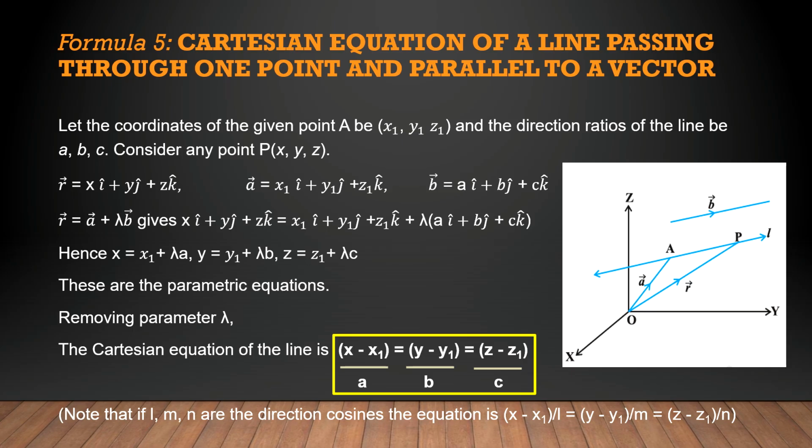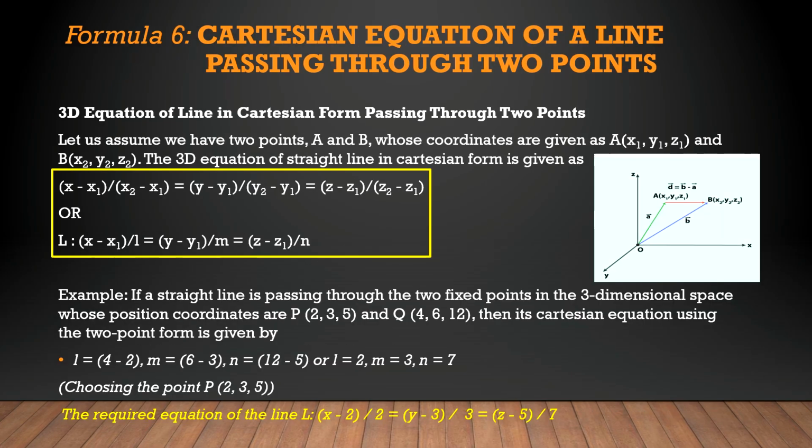Also note that if direction cosines are given, then you can also use this formula: x minus x1 upon l is equal to y minus y1 upon m is equal to z minus z1 upon n. Like we had the vector equation, these are the Cartesian equations of a line passing through 2 points. That means if 2 points A and B are given with x1, y1, z1 coordinates and x2, y2, z2 coordinates, then the 3D equation of the straight line in Cartesian form will be x minus x1 upon x2 minus x1, y minus y1 upon y2 minus y1 is equal to z minus z1 upon z2 minus z1.